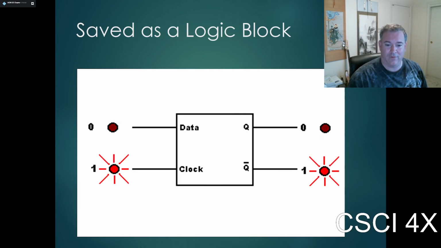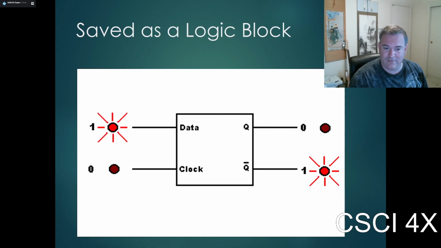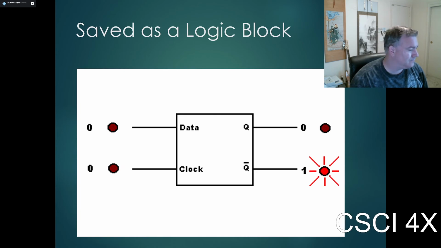And then if the data is low and the clock goes high, it goes low. And so it retains the output until the clock goes high and the data is low.